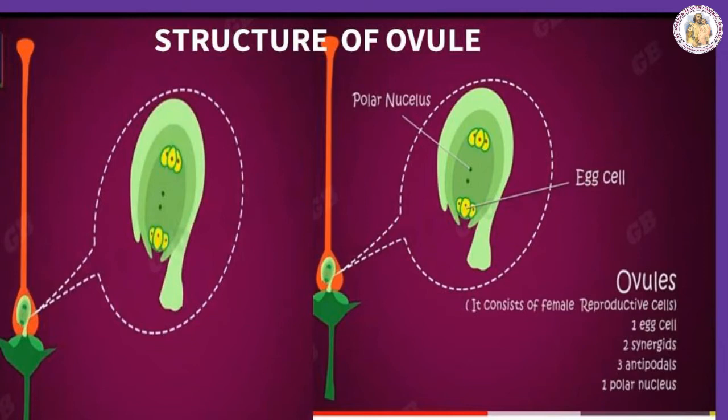In the egg apparatus, one is the egg cell, that is the female gamete. The remaining 2 cells are synergids. In the process of sexual reproduction, the ovule is an important part, and things take place to the next level.